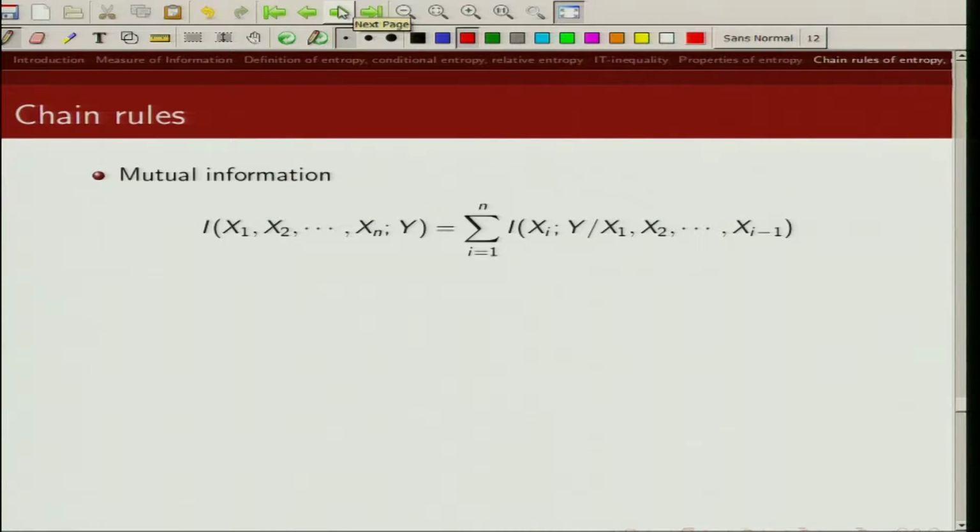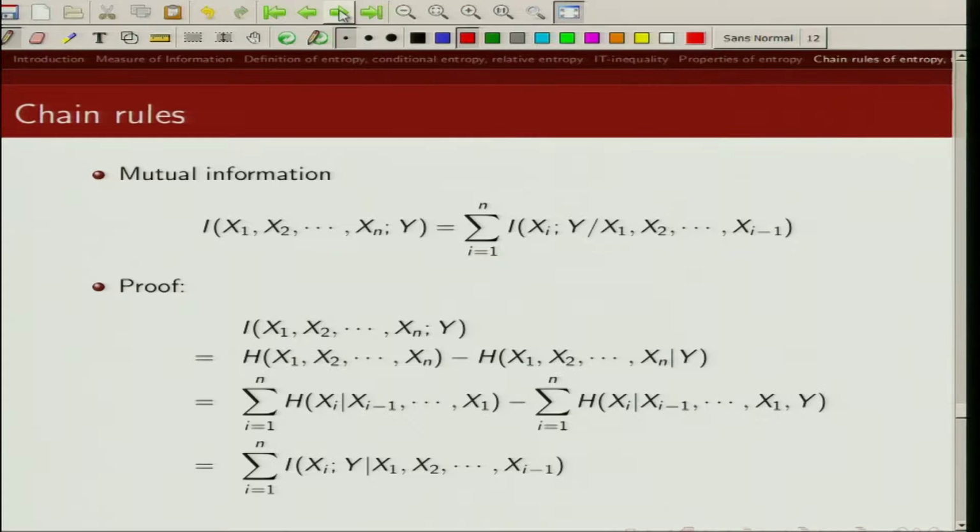Now similar to the chain rule for entropy, we can also define a chain rule for mutual information. So mutual information between x1, x2, x3, up to xn and y can be written in terms of the conditional mutual information of xi and y given x1, x2, up to xi minus 1. So the proof follows like this.